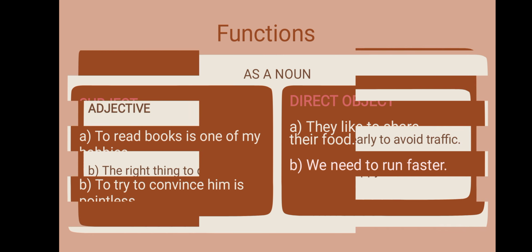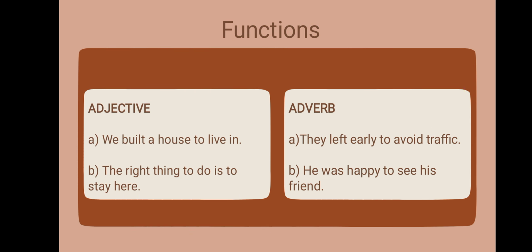Okay, next page. When an infinitive modifies a noun, it's behaving as an adjective describing the noun. Okay, adjective. A. We built a house to live in. B. The right thing to do is to stay here.